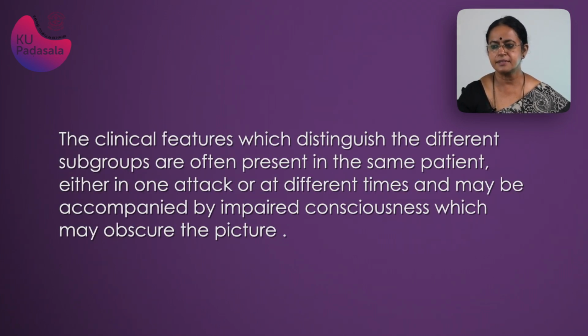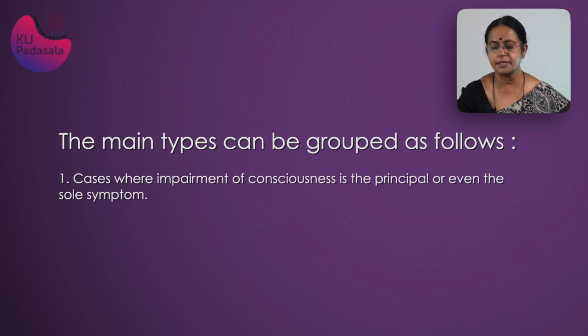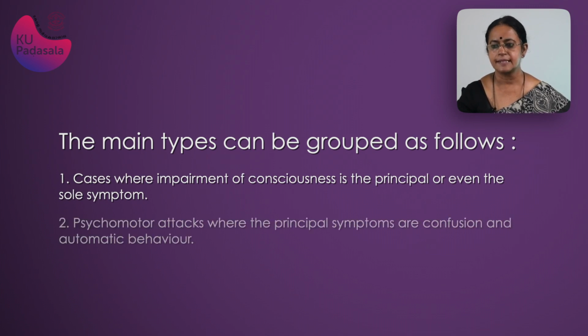The clinical features which distinguish the different subgroups are often present in the same patient, either in one attack or at different times, and may be accompanied by impaired consciousness which may obscure the picture. The main types can be grouped as follows. First, there are cases where impairment of consciousness is a principal or even the sole symptom. Second, there are psychomotor attacks where the principal symptoms are confusion and automatic behavior.